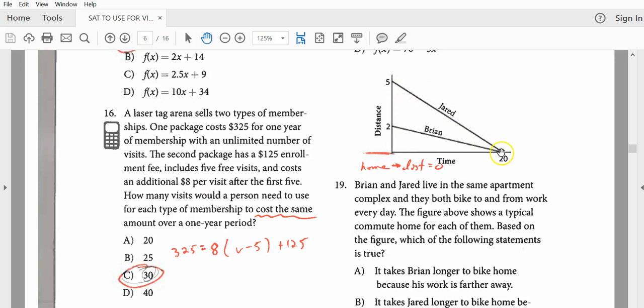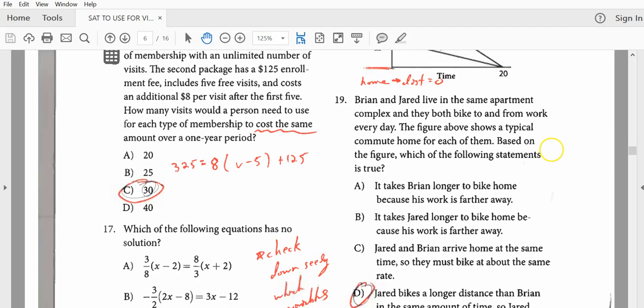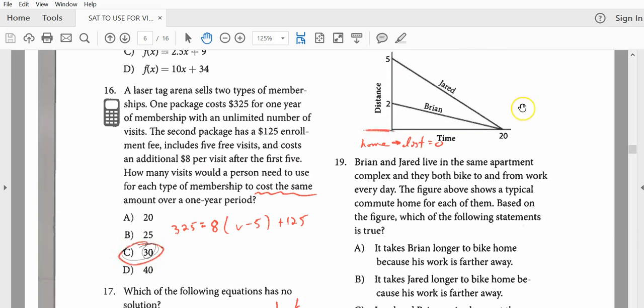So, interpreting that, we have, it takes Brian longer to bike home. No, because they're getting home at the same point, right? These intersect here, so that means they're getting home at the same time in 20 minutes. It takes Jared longer to bike home. No. So neither of those make sense because we see our intersection here is both at that 20-minute time interval. They arrive home at the same time, so they must bike at about the same rate. If we look, the slopes of these lines are distinctively different. Also, one's farther than the other, so that just wouldn't make a whole lot of sense.